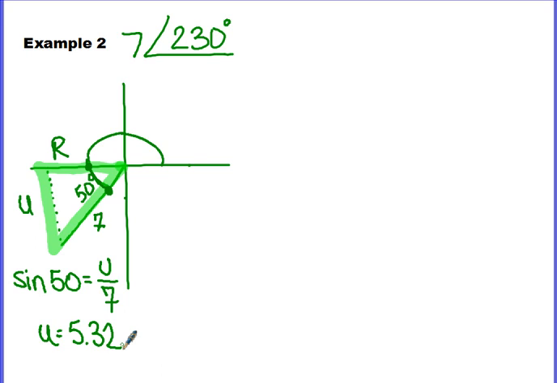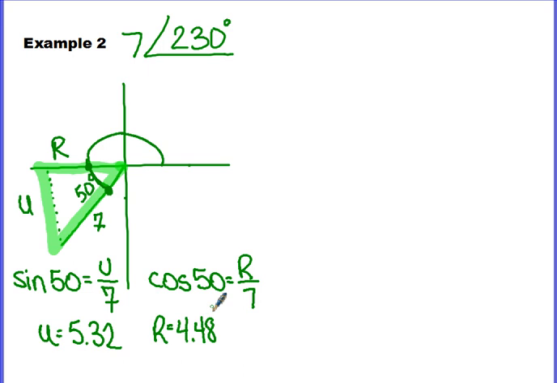The next step is to find the adjacent side length using the cosine function. So we're going to do the cosine of that 50-degree angle, and we're going to find the adjacent side. Well, the adjacent side is R. R is the adjacent side, and so that's going to go over 7. So in order to find R, we multiply 7 times the cosine of 50, and that will give me 4.48.